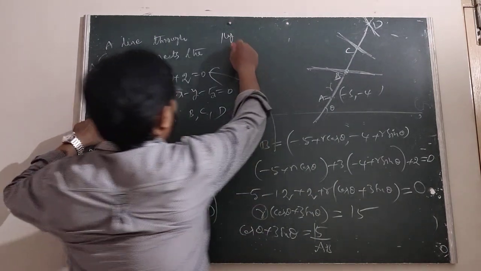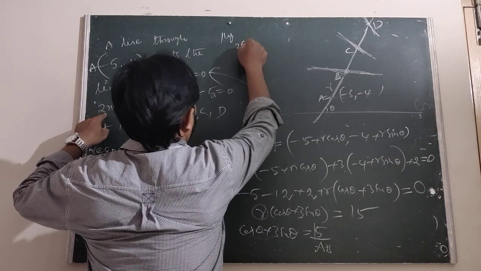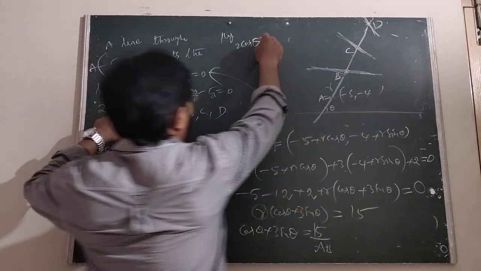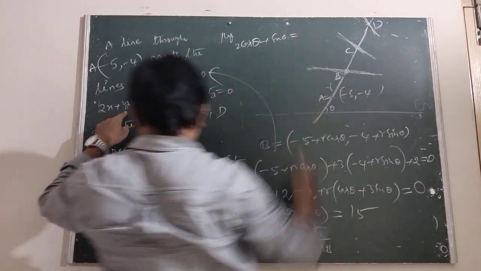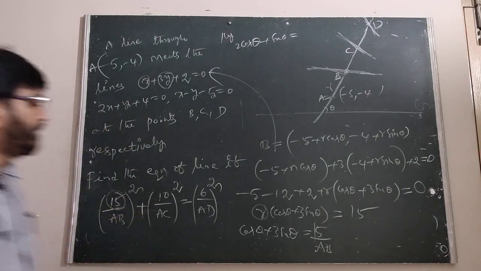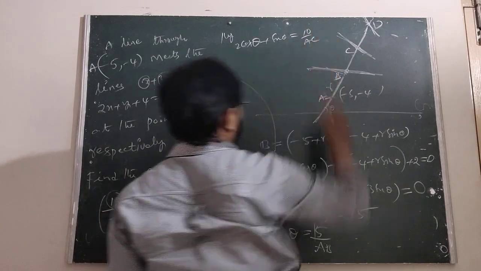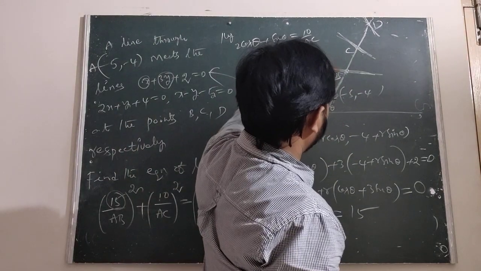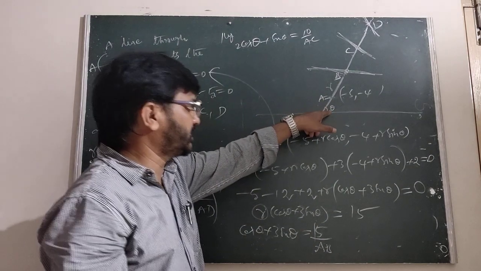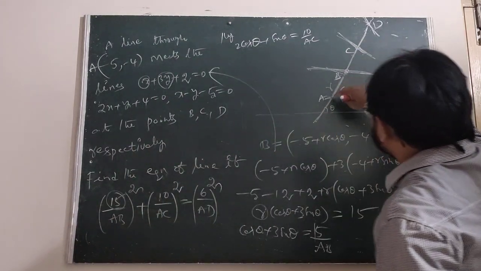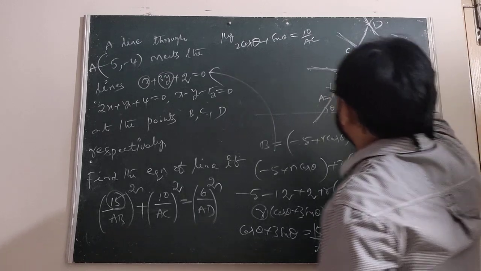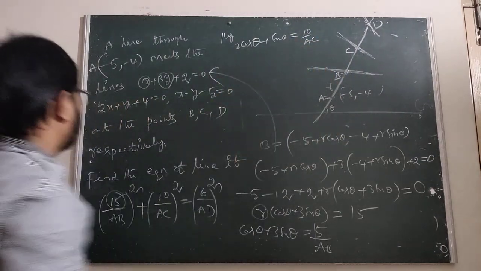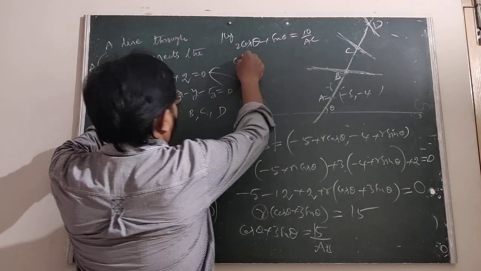Similarly we can find 2 cos theta plus sin theta, and 2 cos theta plus 5 sin theta is the 10 by AC. How to find it, sir? We are taking angle theta from the point. If the line makes an angle theta with the positive direction of the x-axis, now C is a point at a distance r from the point A. That means in this case AC is the r.